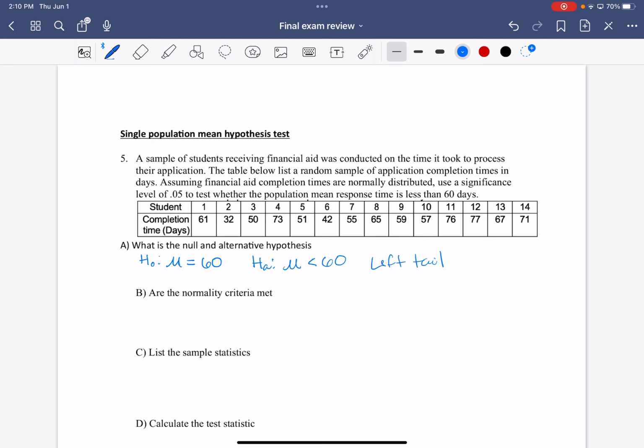Part B, are the normality criteria met? Yes. Why? Because it says so. It says it's normally distributed? Yes, because it says times are normally distributed.